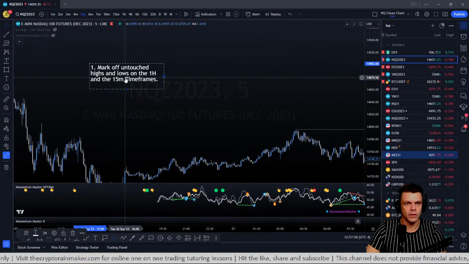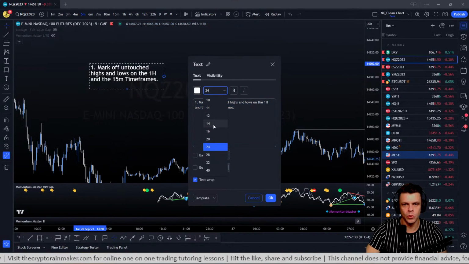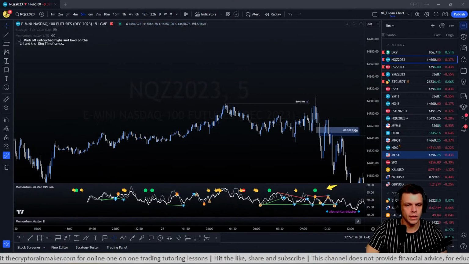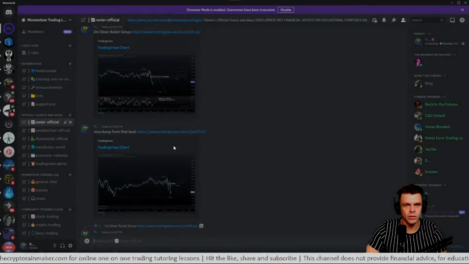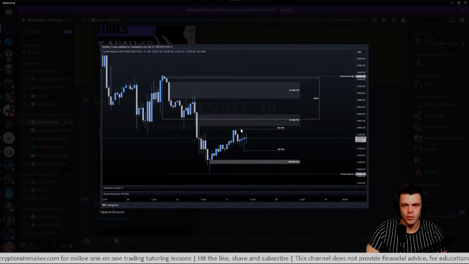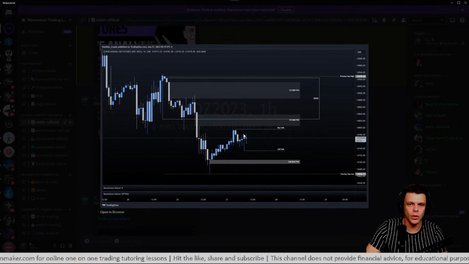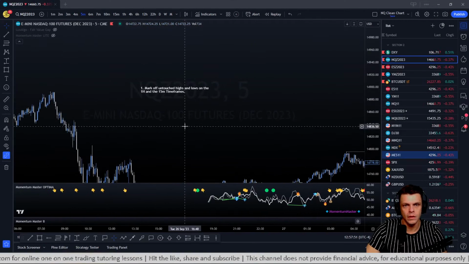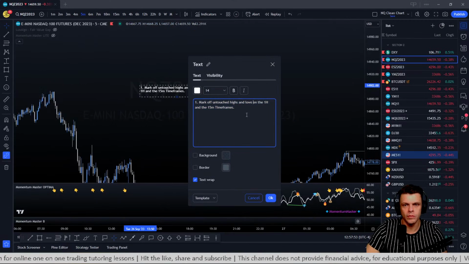Okay, so we'll get back to this. I'm just going to make this slightly smaller. So that's basically what we did this morning, right? We marked off the untouched high right there and the untouched low. These are the most obvious liquidity pools that they could have went for. Okay, so that's step number 1.